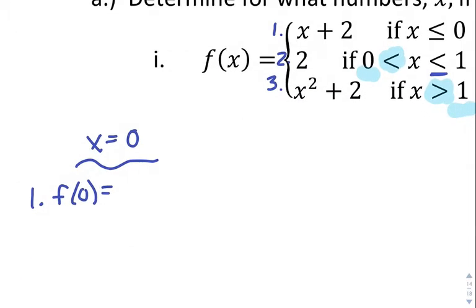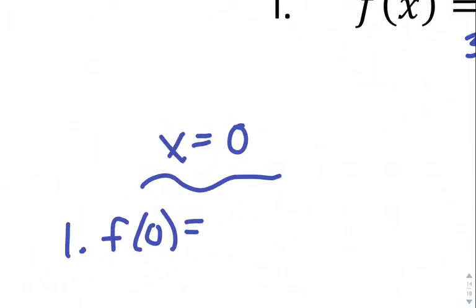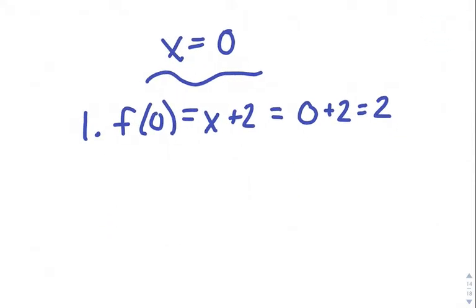So I'm looking where x equals 0. So if I'm looking in my domain part, I see x equals 0 up here. So there has that line underneath it, which means equal to. So to plug in 0, I'm going to use that first equation. So I'm using x plus 2. I'm going to sub in 0 for x. 0 plus 2 is 2. So f of 0 is 2.